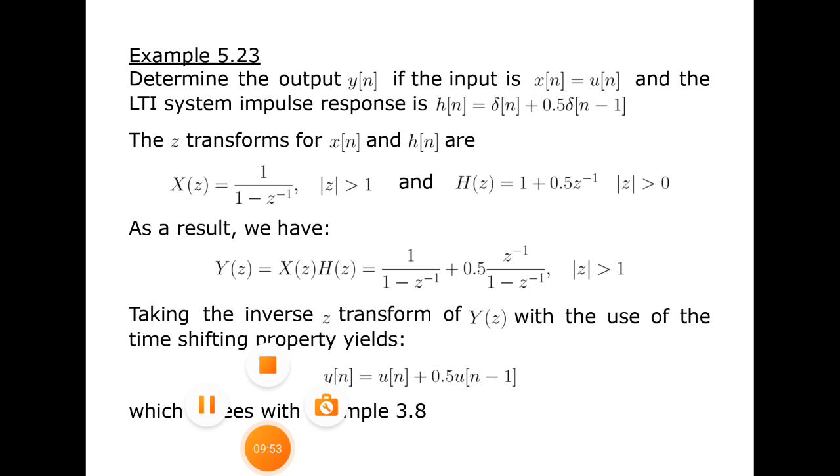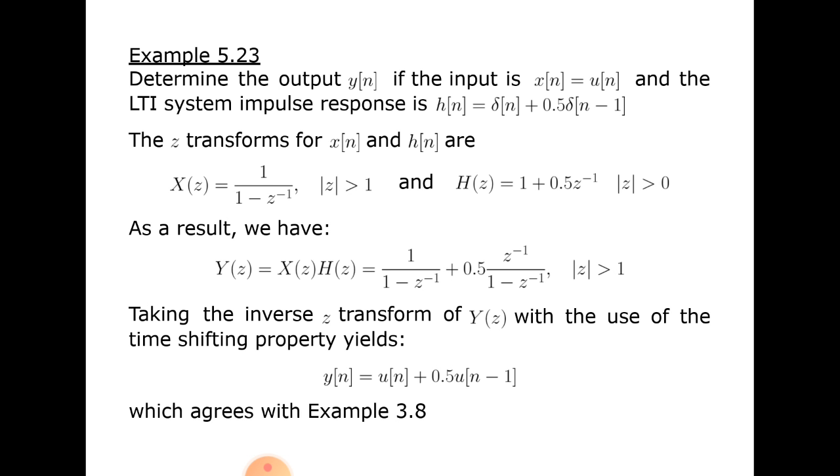Determine the output y of n if the input is x of n equals u of n and the LTI system's impulse response is h of n equals delta of n plus 0.5 into delta of n minus 1. The z transforms of x of n and h of n are X of z equals 1 divided by 1 minus z power minus 1, where modulus of z greater than 1, and H of z equals 1 plus 0.5 into z power minus 1, with modulus of z greater than 0.